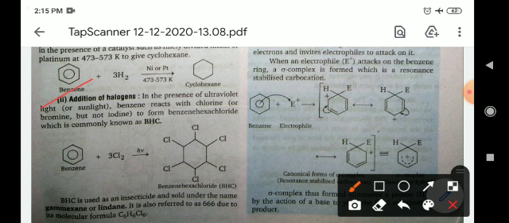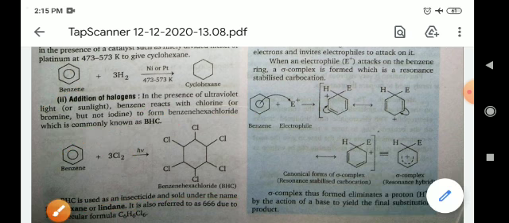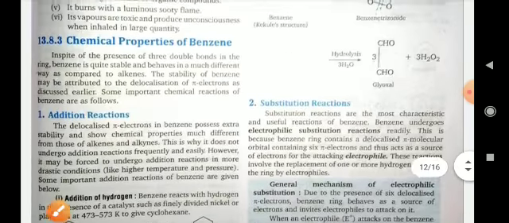So in the presence of ultraviolet light, benzene reacts with chlorine to form benzene hexachloride, which is commonly known as BHC. It is used as an insecticide and sold under the name of gammexane or lindane. So benzene, after reaction with chlorine in presence of sunlight, gives hexachlorocyclohexane, meaning all the double bonds will break and all carbons will carry chlorine. BHC or lindane, market name.